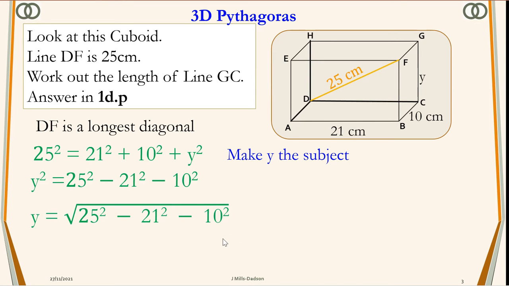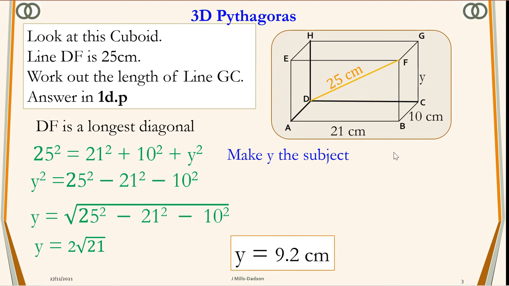So in general, if it is not the longest diagonal that you're looking for, this is how you should quote your formula. It should be the square root of first the longest diagonal squared minus the square of one side minus the square of the other side in order to find the third side. So y is equal to 9.2 cm.